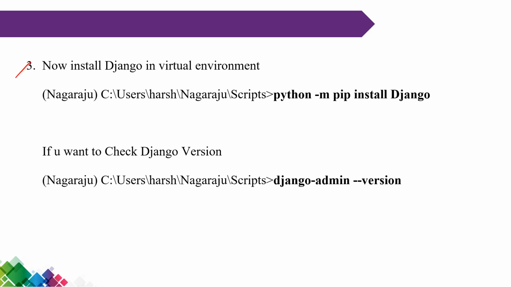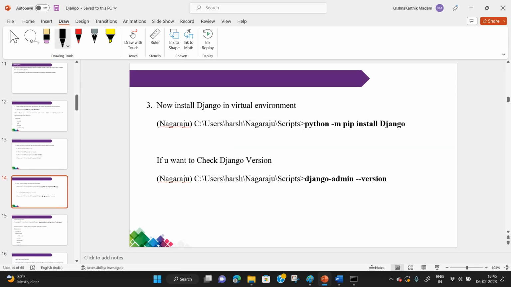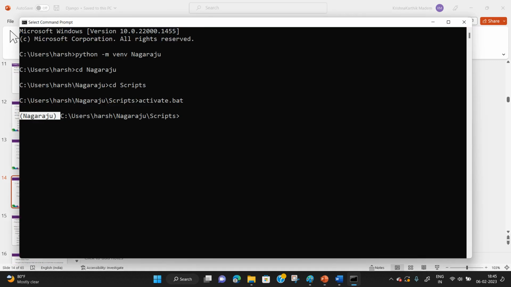Now you install the Django module. You need to create a web application, so you need to install the Django module, where everything happens under Scripts. Now this is the syntax for installation of the Django module. Now see step by step here.